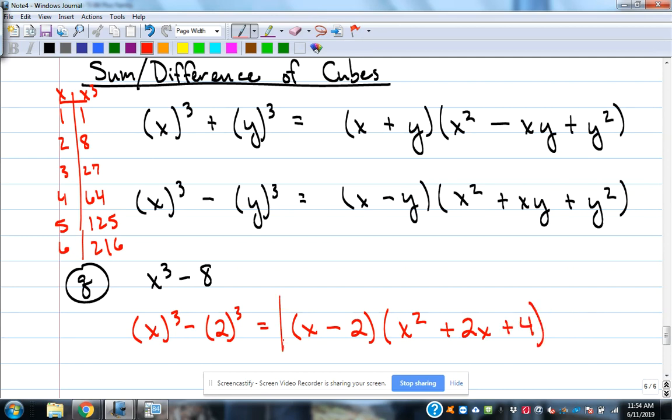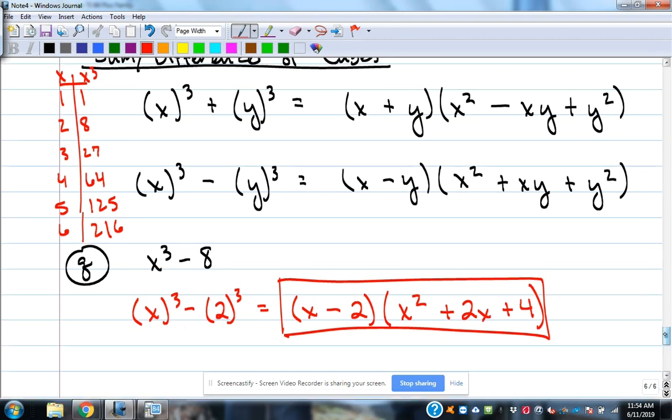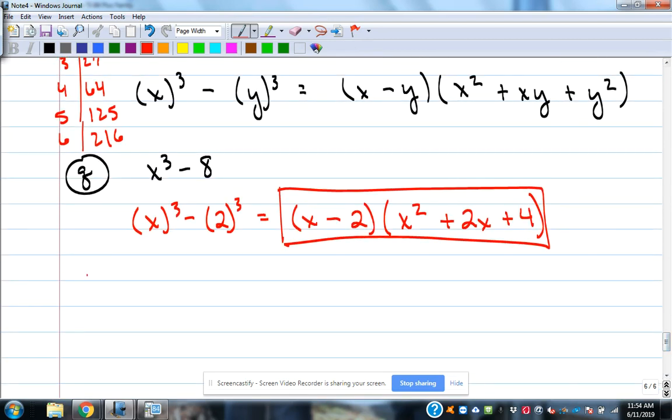And I've factored that. That's all you can do to that. If you know that pattern, that's what's going to happen. Okay? It will never factor any further than that. Let's do another one. The pattern is the key. If you don't have the pattern, it's tough to do the rest.